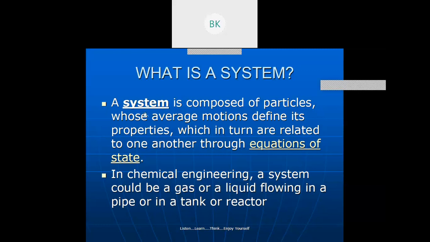So now, what is the definition saying? A system is composed of different particles whose average motion defines its properties. Whatever the motion of the particles is, that is defining all its properties. Okay, so all the properties will be defined, which in turn are related to one another through the equation of state.